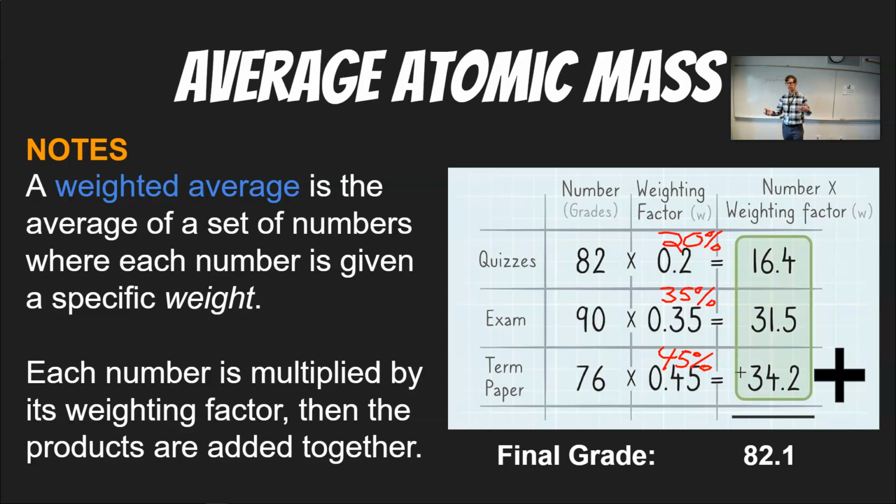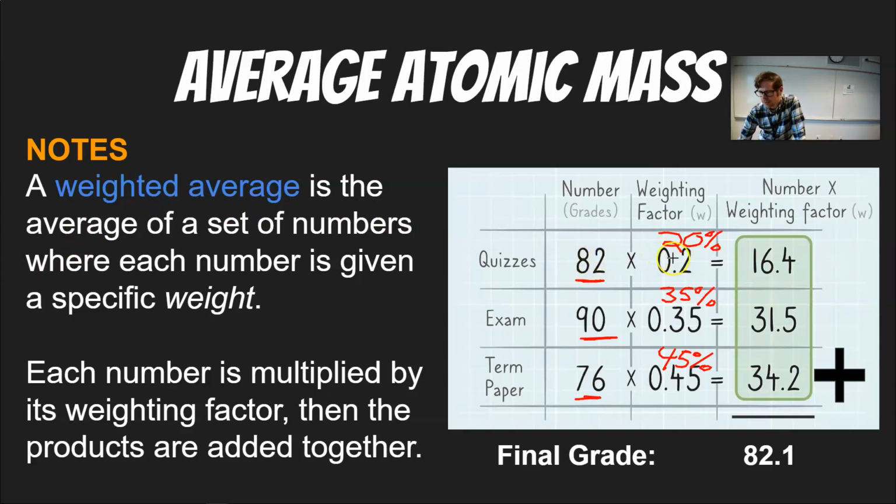This is what the different weighting categories are, but did you ever think about what this is really going to do to your grade? So let's say you did pretty darn well on the exam. You got a 90 on the exam, right? And you did okay on the quizzes. You got an 82. But you did not do great on the term paper. You got a 76.